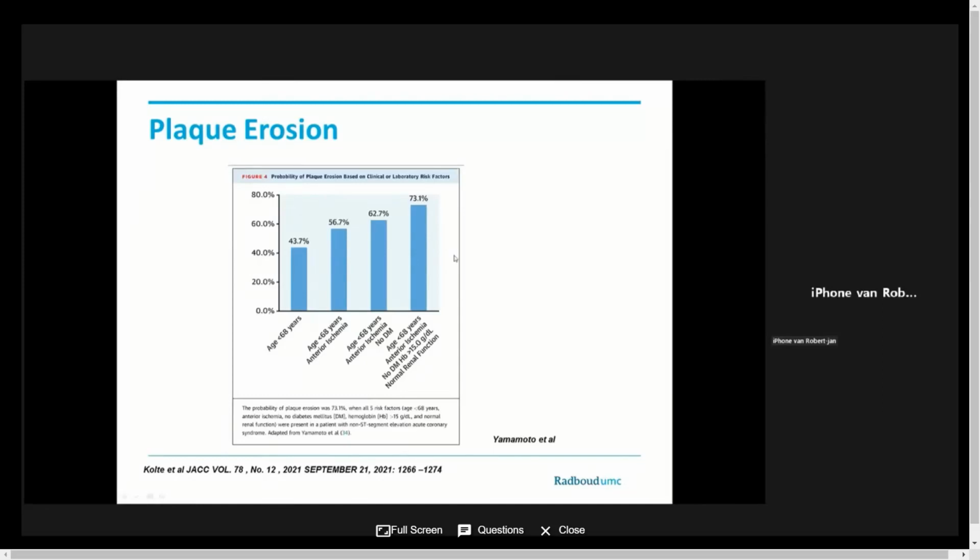And then also they did work on a prediction model. The younger the patient, there is less probability of plaque erosion, but more plaque ruptures. If you have a combination of young age, anterior ischemia, no diabetes, a normal renal function, they found up to 70% of patients having plaque erosions. That's the publication by Jan Hoto, which is then copied to the recent publication in the JACC.